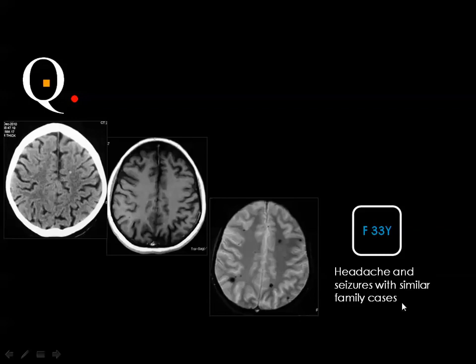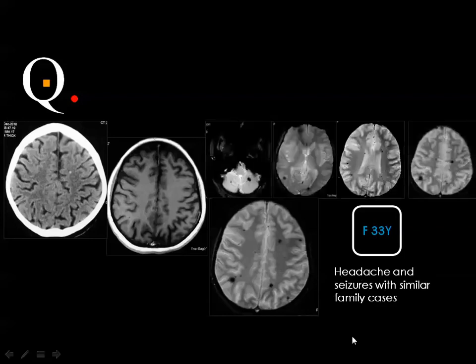This patient is complaining of headache and seizures, which is very important, seizures. Yes, and these are multiple cavernomas. And I have said that a cavernoma may be so small that you see only the hemosiderin ring and you do not see the core of the lesion. I said that.